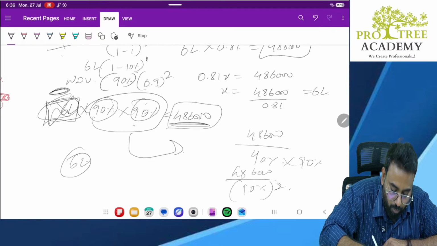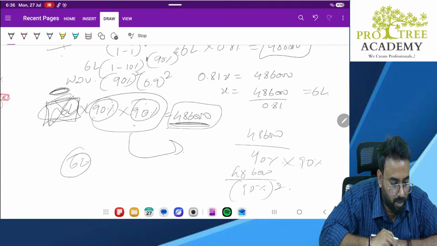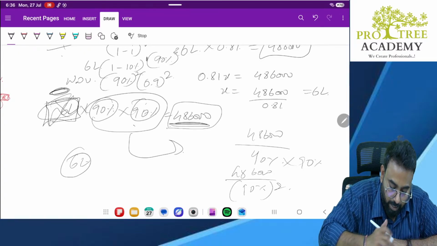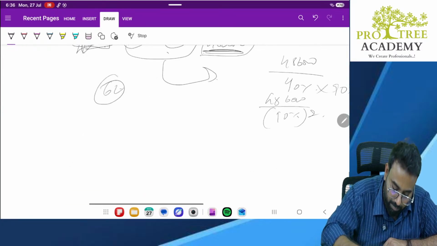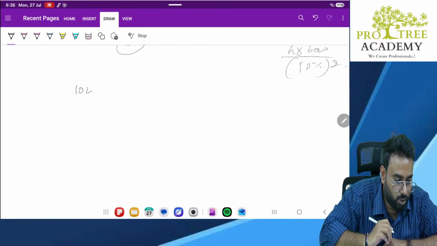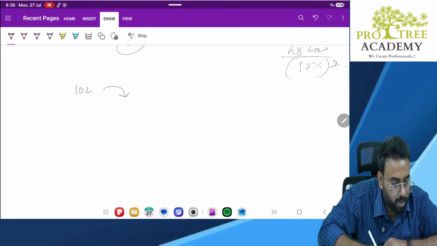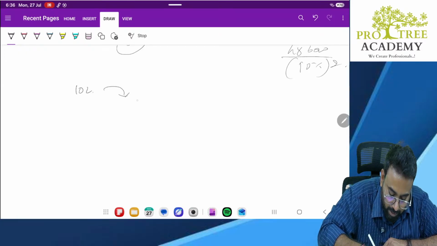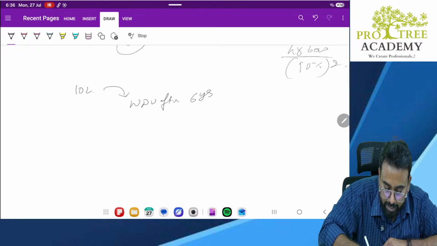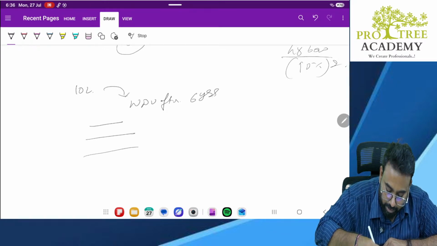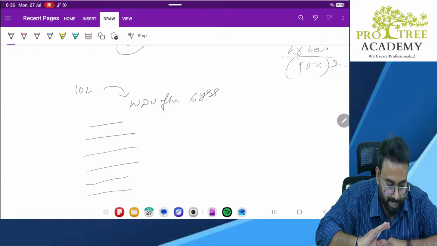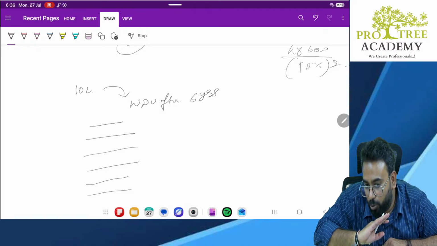If n is 2, 90% squared. If n is 3, it will be 90% cubed. Am I clear? Yes. If n is 5, then 90% raised to 5. In simpler terms, if 10 lakhs is your cost of the asset and you want to know what is the WDV after say 6 years, you don't have to sit and calculate year 1, year 2, year 3, year 4, year 5, year 6. We don't have to do all those things.